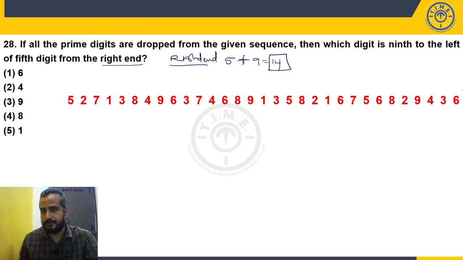And prime digits are dropped. Okay. 6, 4, 3 is dropped because it is a prime digit. So just count the non-prime numbers. That will be enough. Composite numbers or non-prime numbers. It is better.